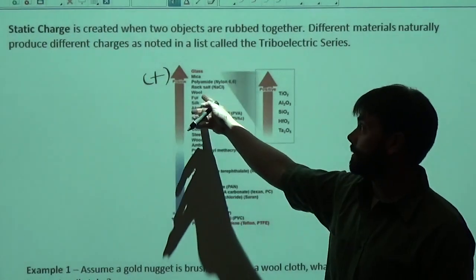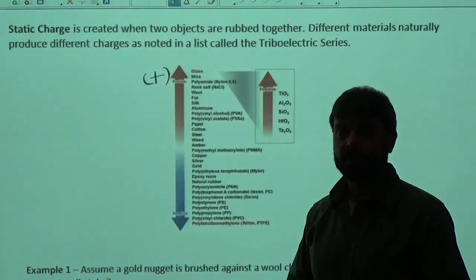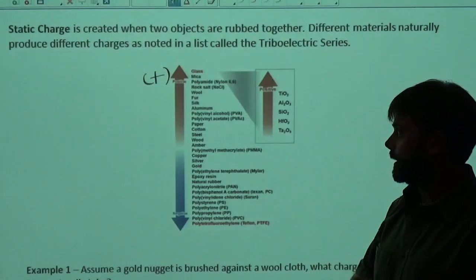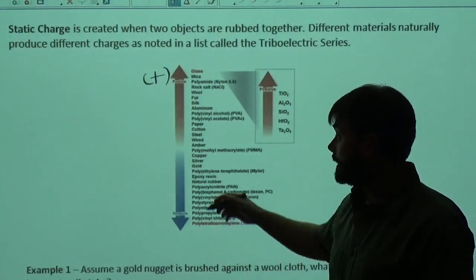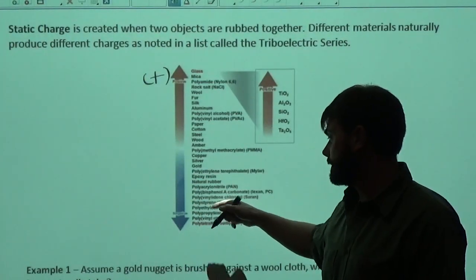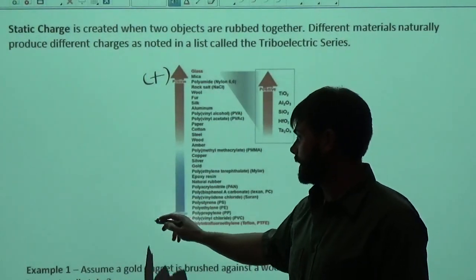So let's say, for example, I had a sample of wool, like a pair of wool pants, or a wool blanket or something like that. And let's say we went further down on the list somewhere, and let's say you looked at gold.